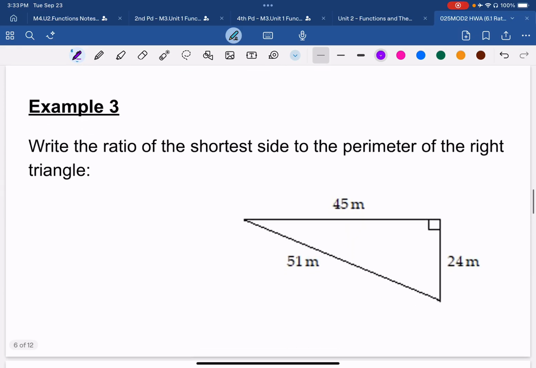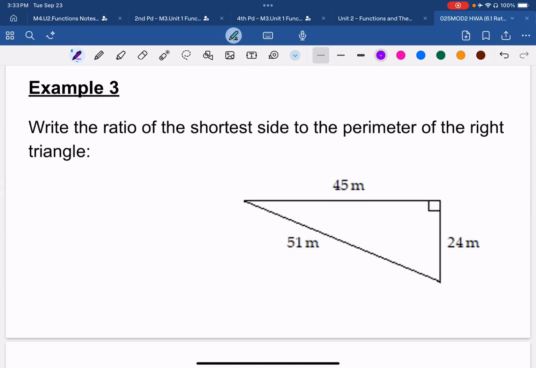Example 3, we've got an applied problem here. So it says write the ratio of the shortest side to the perimeter of the right triangle. So we want to make sure when we write this ratio that we're doing the shortest side. So we want the short side to the perimeter. So remember, order matters. So when we set it up, we want to make sure we have the short side over the perimeter.